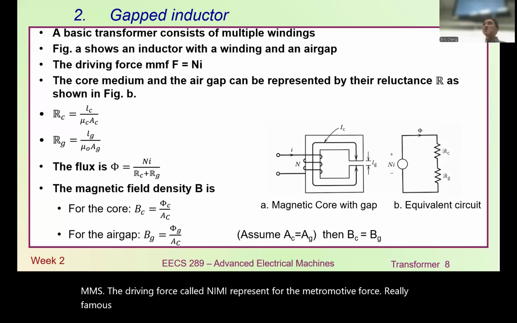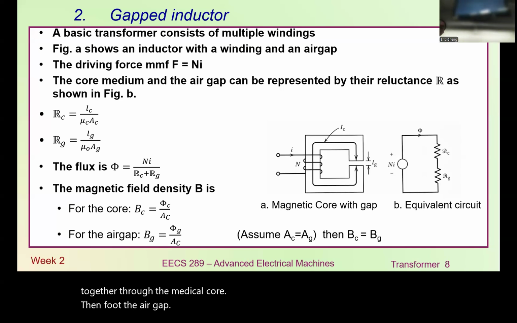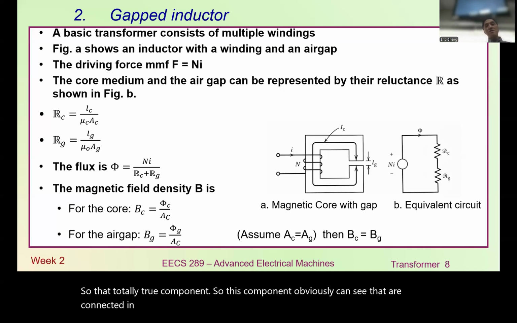So we have this driving force applied to the magnetic core, and then the flux goes through the magnetic core, then through the air gap. So that's two components in total. You can obviously see that these components are connected in series. That's why both of them will share the input force, just like sharing the voltage.